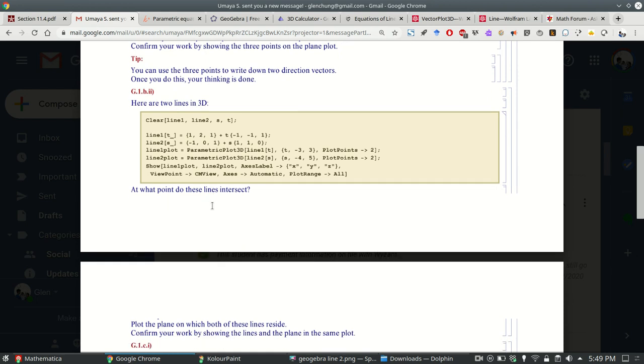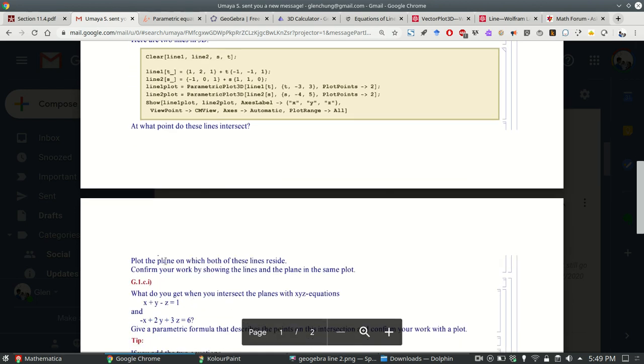Now, G1BII. At what point do these lines intersect? Plot the plane on which both of these lines reside and confirm your work by showing the lines and the plane in the same plot. Okay. They just ask at what point do these lines intersect. There is a way to calculate the point at which the lines intersect. However, they didn't ask to use that. I assume that in your other homework you have used that method.